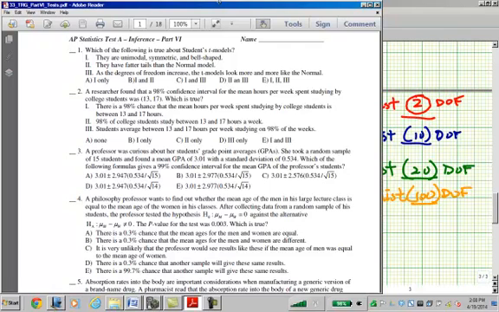And that's it. Okay? Now, the first statement is deceptive. It says there's a 98% chance.